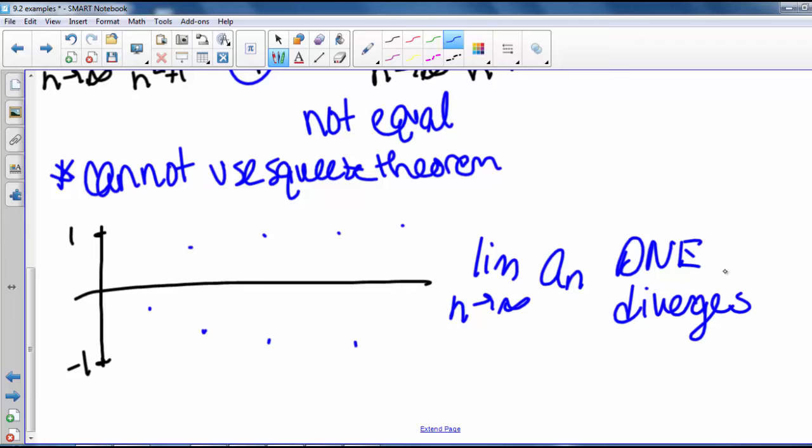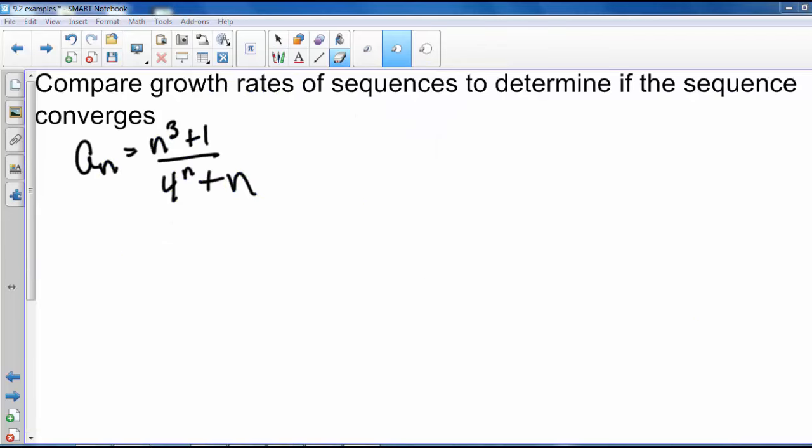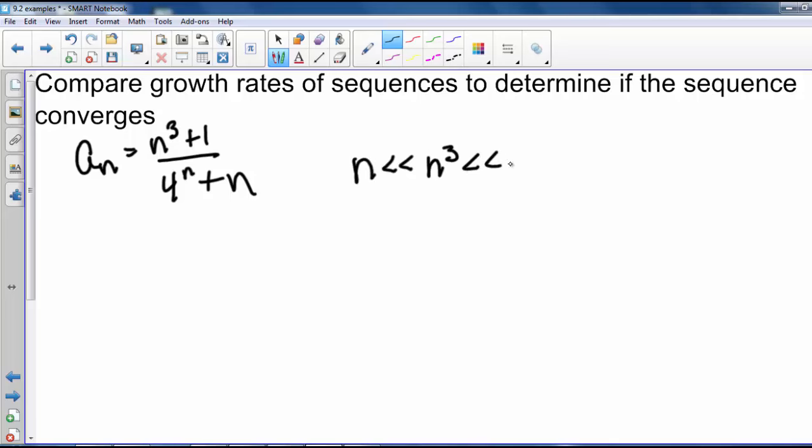Here we want to compare growth rates of sequences to determine if the sequence converges. So our sequence that we have, a sub n equals n cubed plus 1 over 4 to the n plus n. So looking for our largest growth rate term, in the denominator, n grows slower than n cubed, which grows slower than 4 to the n. So 4 to the n is our largest growth rate term.